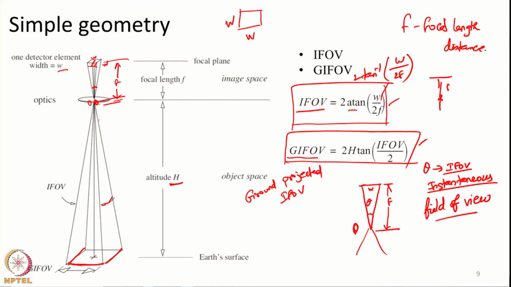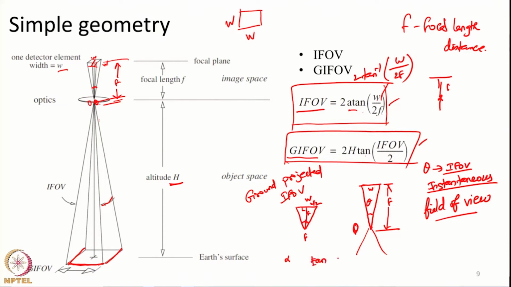IFOV is equal to 2 tan inverse of W by 2F. Similarly, GIFOV is equal to 2H tan of IFOV by 2. It is simple geometry you can work upon. Let us say this is the detector element W, this is the perpendicular bisector, this is the focal point F. Essentially this is the IFOV, let us assume IFOV is equal to alpha. So, this is W by 2, this is F.